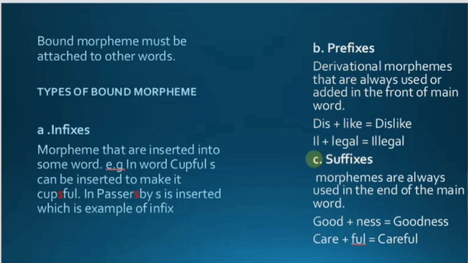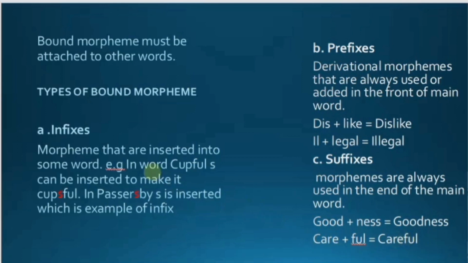Third, suffixes. Suffixes are the morphemes that we use at the end of the main word. In Urdu these are called sabka, that comes after the main word. Like ness after the main word good makes it goodness, and the addition of ful in front of care makes it careful. This is an example of suffix.